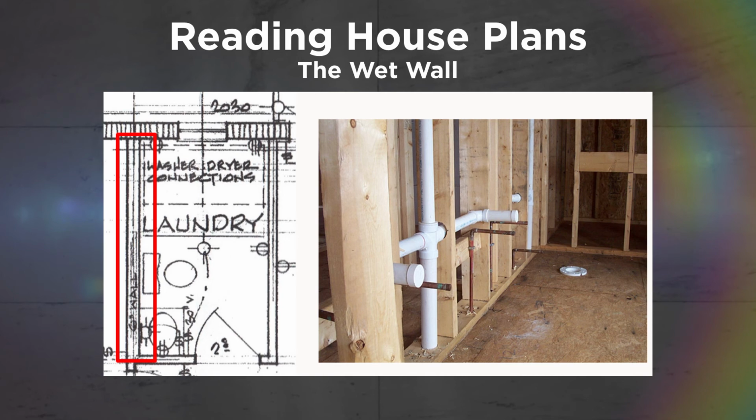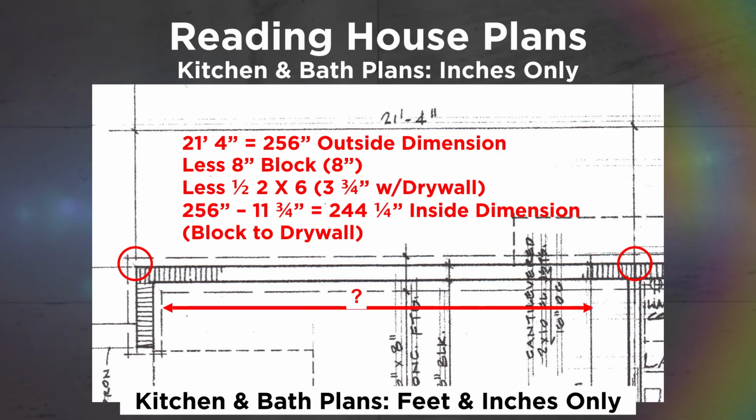Now that we know that this wall is made up of 2x6s, we can start solving our math problem. In the photograph on the right side, you'll see that a double vanity and toilet have their plumbing in a 2x6 wall. The first thing we need to do is convert feet and inches into inches. Therefore, 21 feet 4 inches would be 256 inches from the outside of the block wall to the center of the 2x6 wet wall. The nominal size for the 8-inch block is 8 inches.